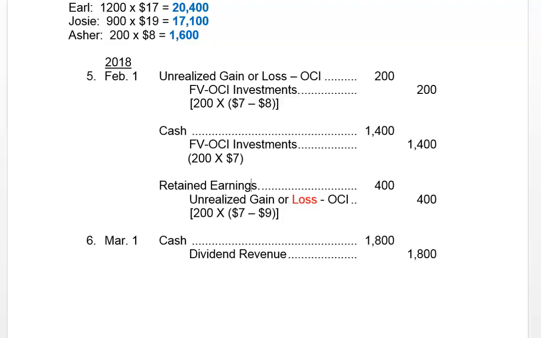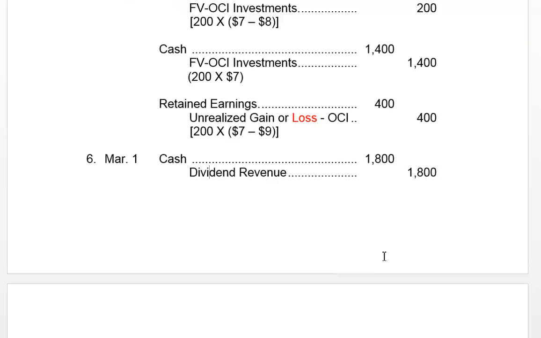On March the 1st, what happens? Now, Josie, I still have 900 shares, and Josie Corporation has paid me a $2 dividend again. So I'm going to debit cash and credit my dividend revenue for $1,800. Remember, unlike the fair value through net income investments, any dividend on these types of fair value through OCI equity shares, they go to dividend revenue.